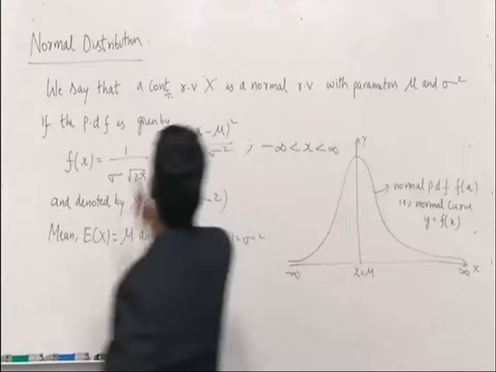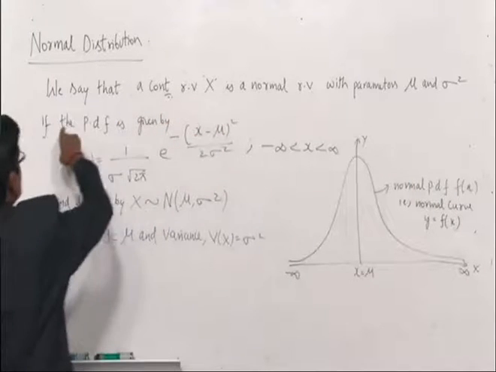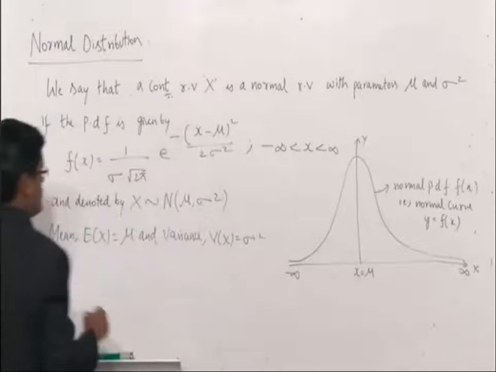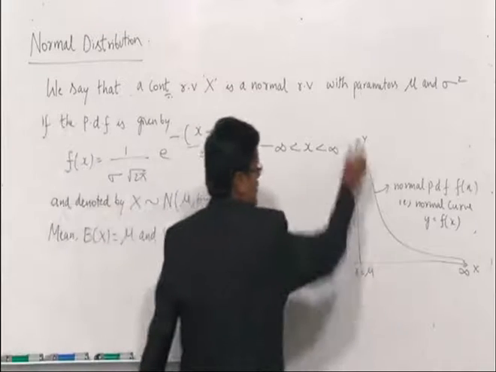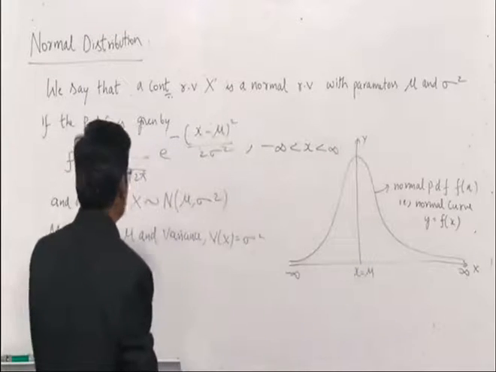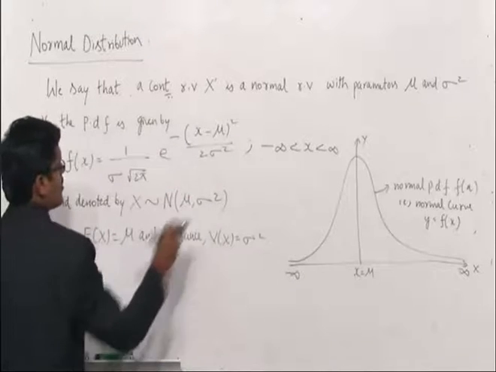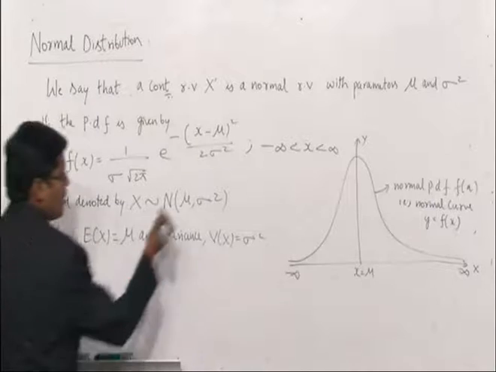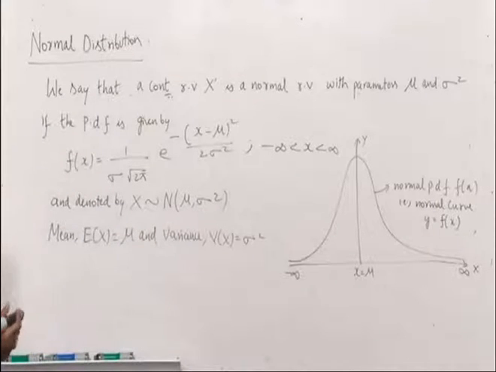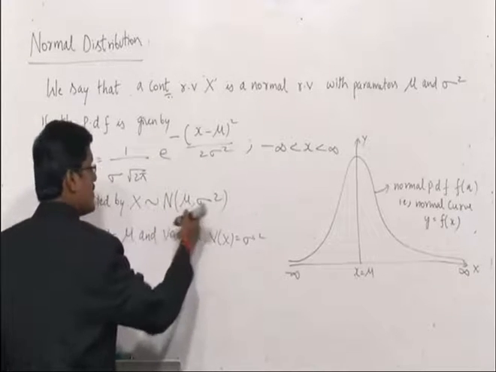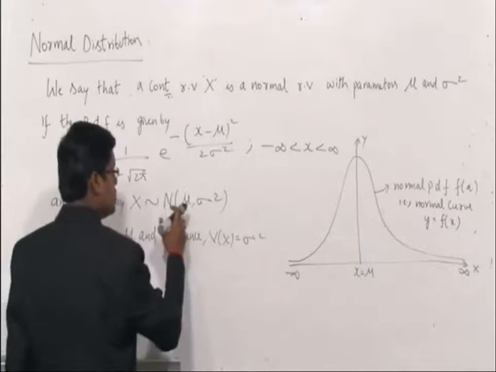A continuous random variable with parameters mu and sigma square is said to be a normal random variable if its PDF is given by this one, the graph of this one. The normal curve is symmetrical about the mean. Mu stands for mean, sigma square is the variance, and this distribution is denoted by N of mu comma sigma square. Every time we depend on mean and sigma square, so the integral values of N of mu comma sigma square vary with mu and sigma square, and the integral values can be evaluated numerically.